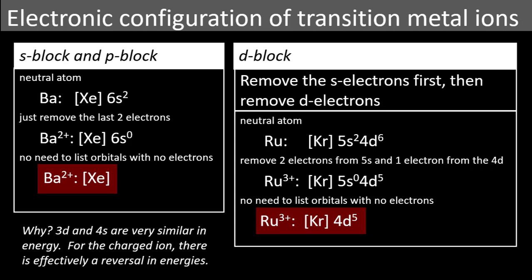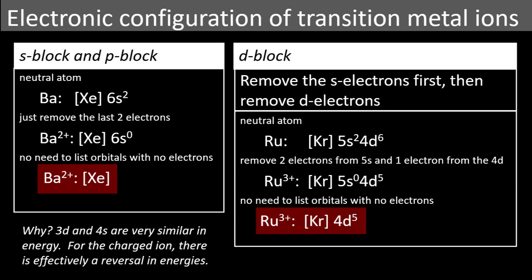But for transition metal ions, it is as if the order of these 2 types of orbitals are reversed, and the D orbitals become lower in energy than the S orbital. That means to get the right electronic configuration, that is, to have the right number of electrons in the right types of orbitals, we must remove the electrons from the S orbital first before we start to remove electrons from the D orbitals. Let's look at this example with ruthenium.